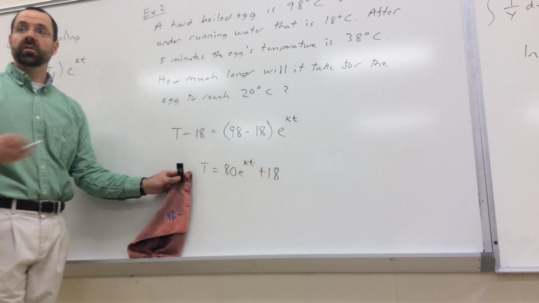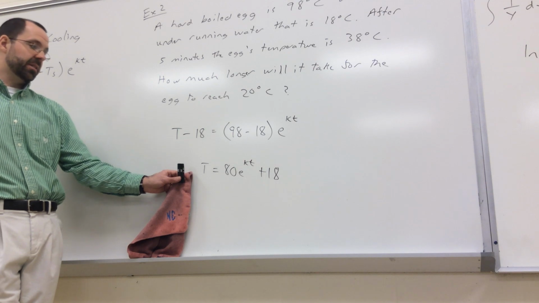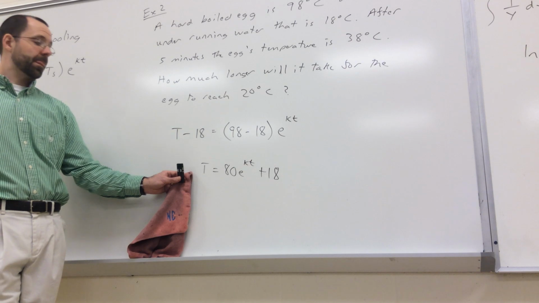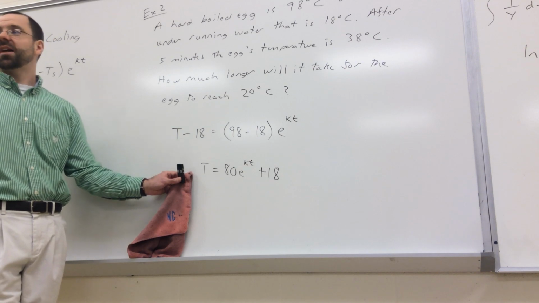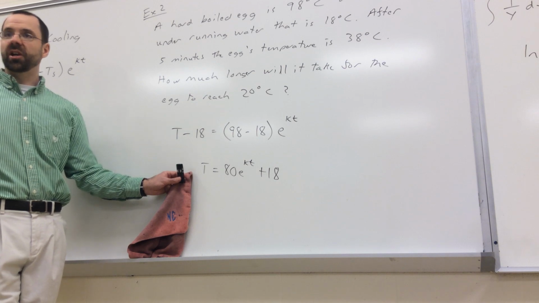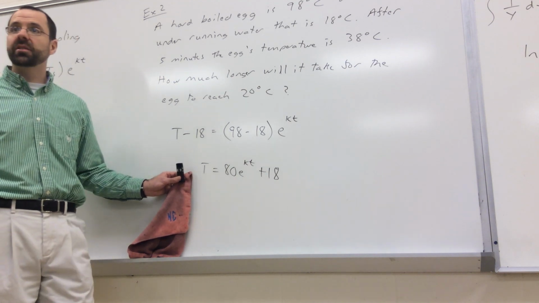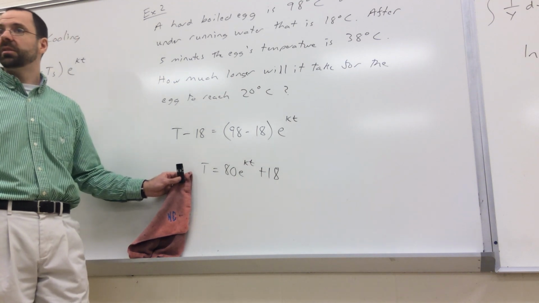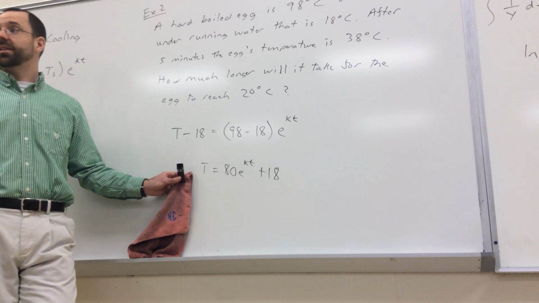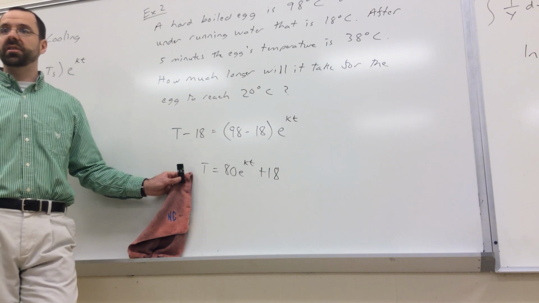And I'll add the 18 over. So we got T equals 80 e to the KT plus 18. Now we still don't have a solid equation, do we? Because in an equation you need just two variables, time and temperature, because you want to be able to plug in a time and get a temperature out. So what are we missing still? We don't know what K is, right? K is like the C. So in order to know the constant, we need to know a point that's on this graph.